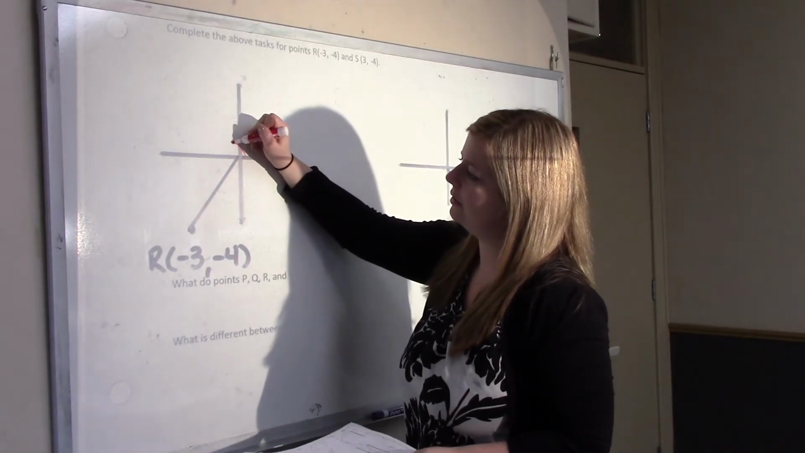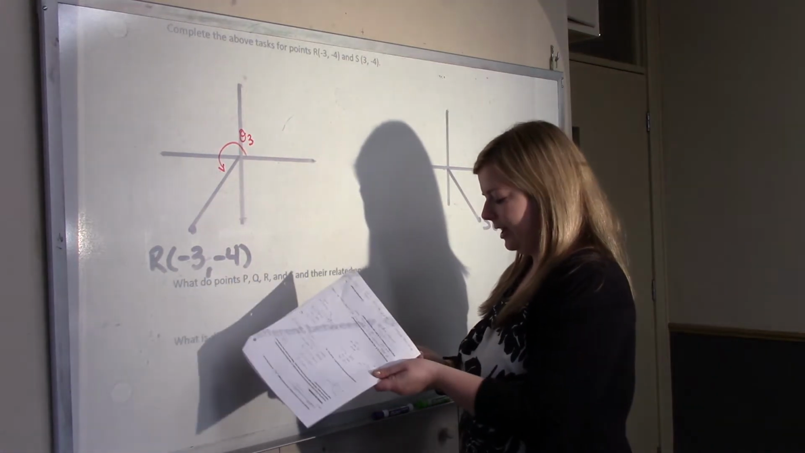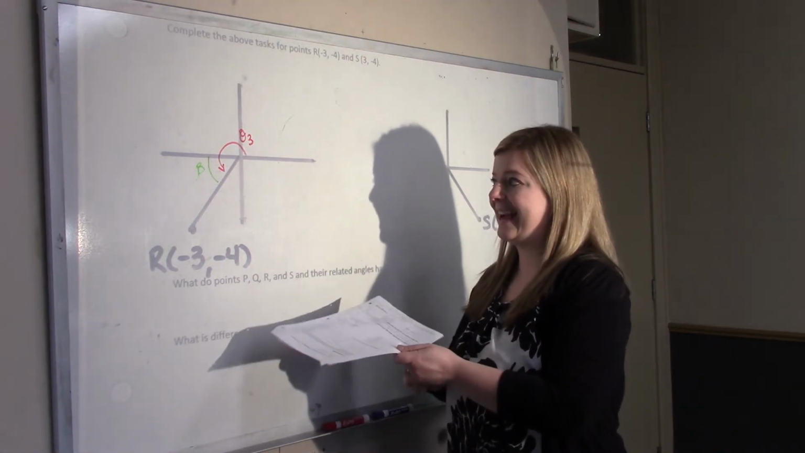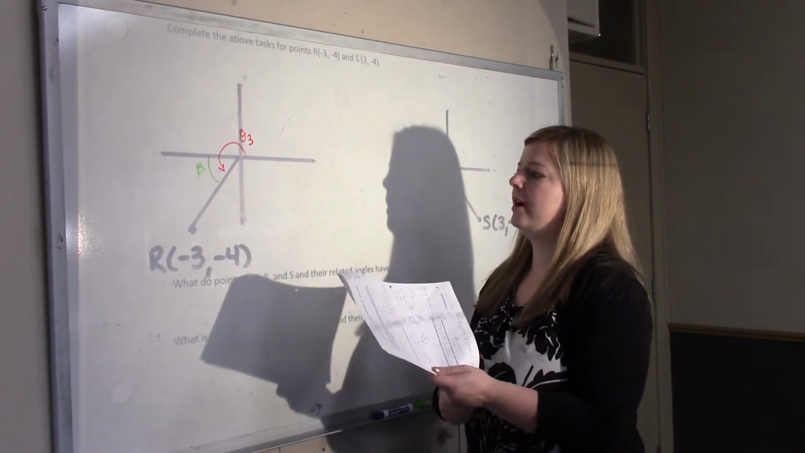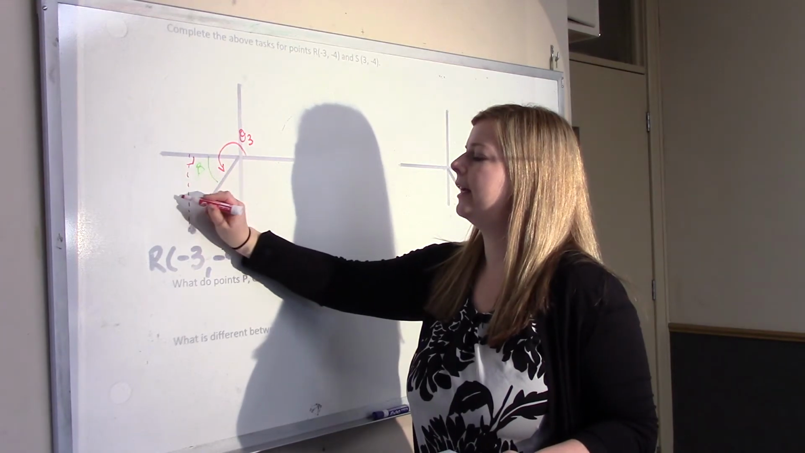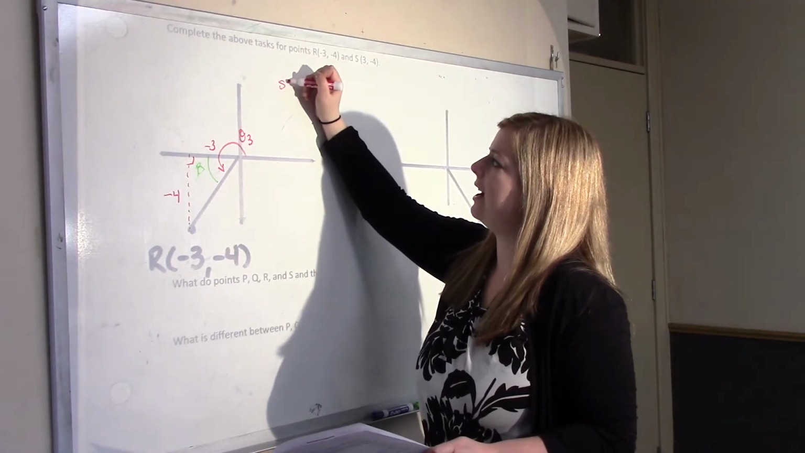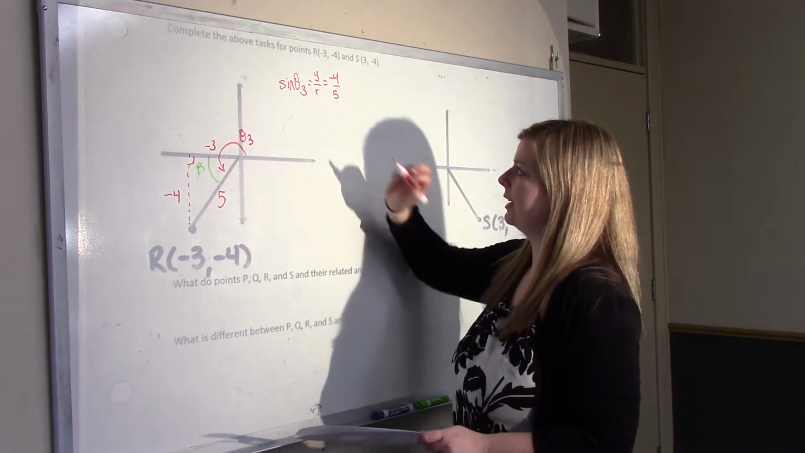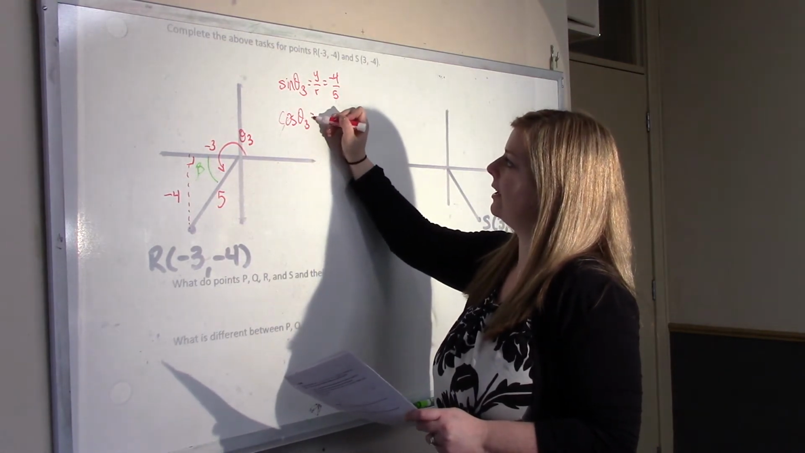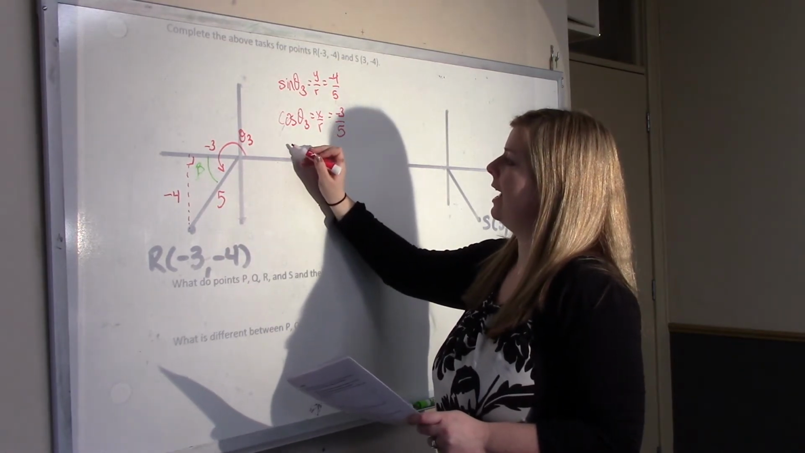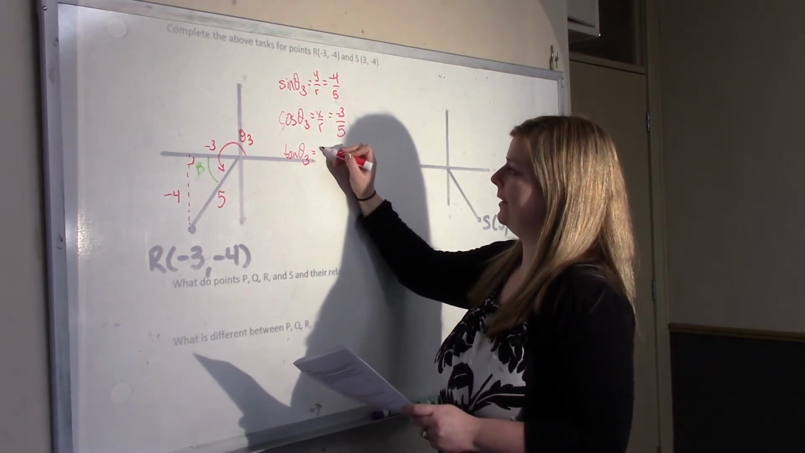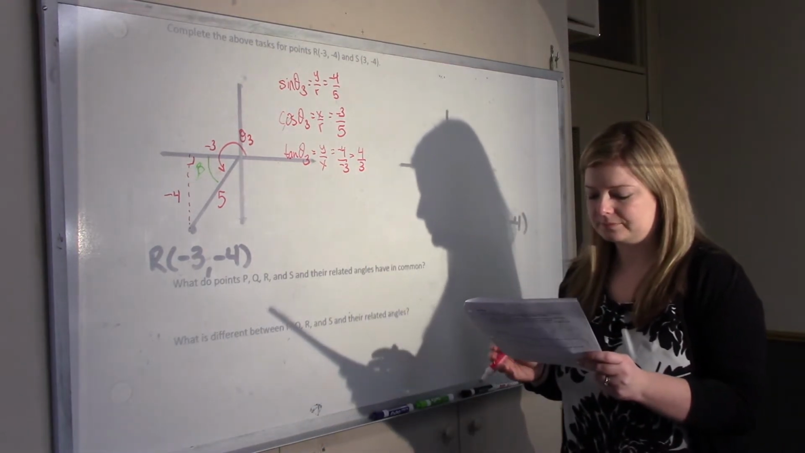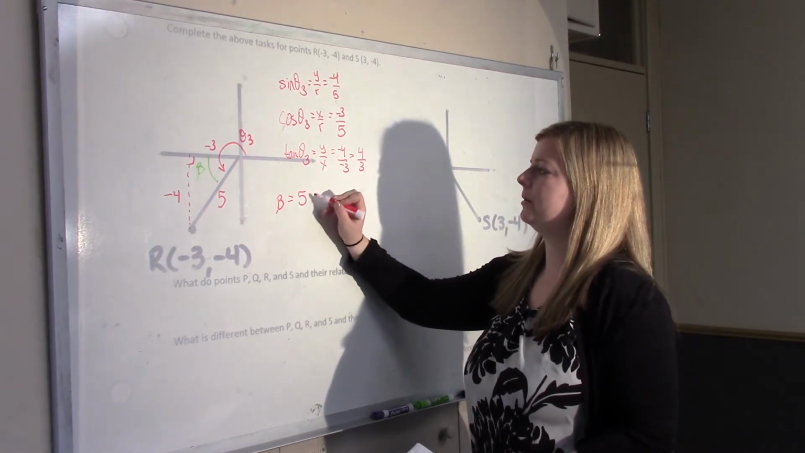So we label our principal angle here, and we'll label it theta 3. Our related acute angle is right here. Remember, it's always between the arm and the x-axis, so it's not here. In this case, here's our right triangle. This is negative 4, this is negative 3. So sine of theta 3 is y over r, so negative 4 over 5. This is still 5. Cos of theta 3 is x over r, so negative 3 over 5. And tan of theta 3 is y over x, so negative 4 over negative 3, which actually gives a positive ratio of 4/3. Our beta is again going to be equal to 53 degrees.